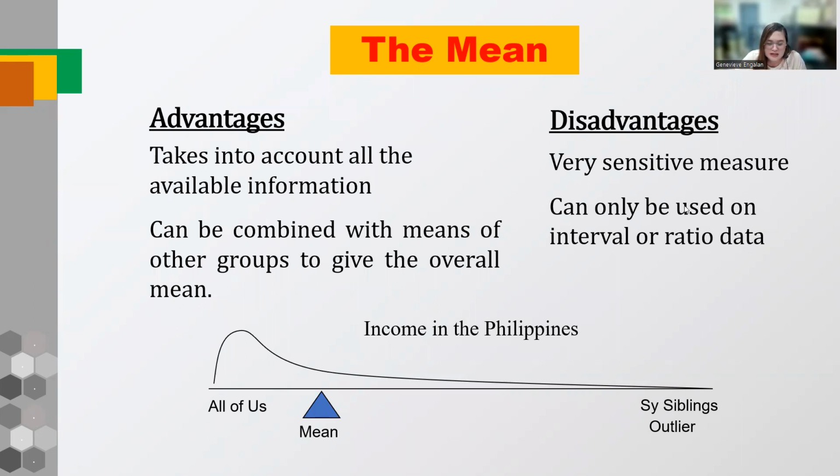Ang interval is katong walay absolute zero, no? Katong kung naa kay zero, dili pasabot nga wala, like the score. If may kay zero iyang score, dili pasabot nga wala siya score. Zero lang gid iyang score. No? Ang ratio level is kung may kay zero, ang height, pasabot wala gid siya height. Okay, so again ang disadvantage, very sensitive measure, dali ra maapektuhan for extreme values, and this can only be used on interval or ratio level nga data.